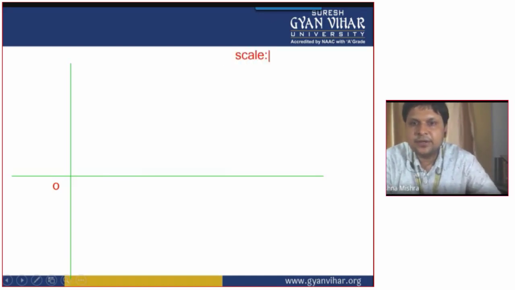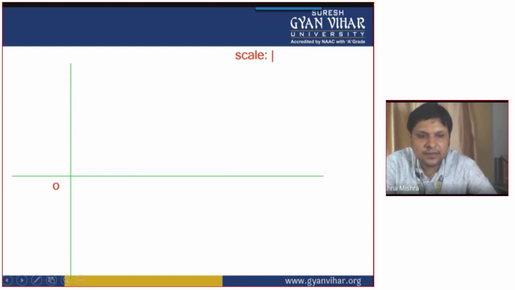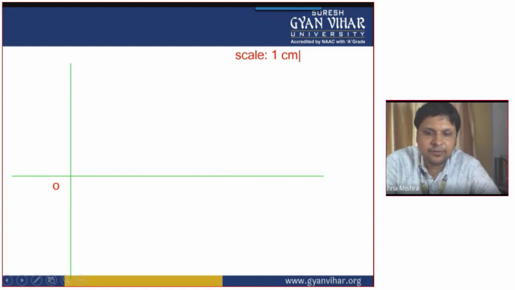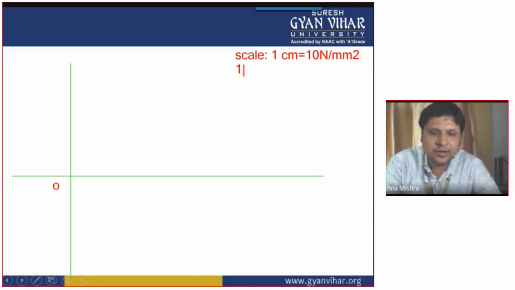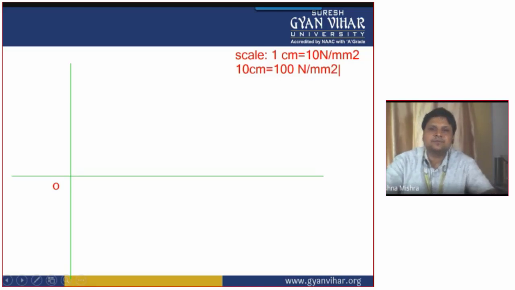Why you will have to take a scale? Because this is the graphical method, and in graphical method, students, some scale has to be taken, that your 1 centimeter represents how much stress. So if your 1 centimeter represents 10 Newton per mm square, this means that if you are drawing a 10 centimeter line, that will represent 100 Newton per mm square. All right. So this is the convention which is taken.